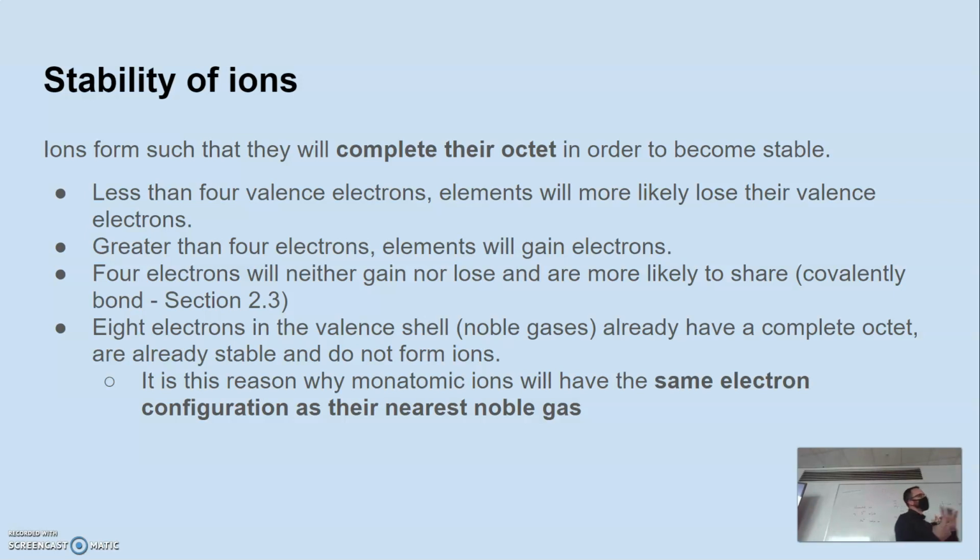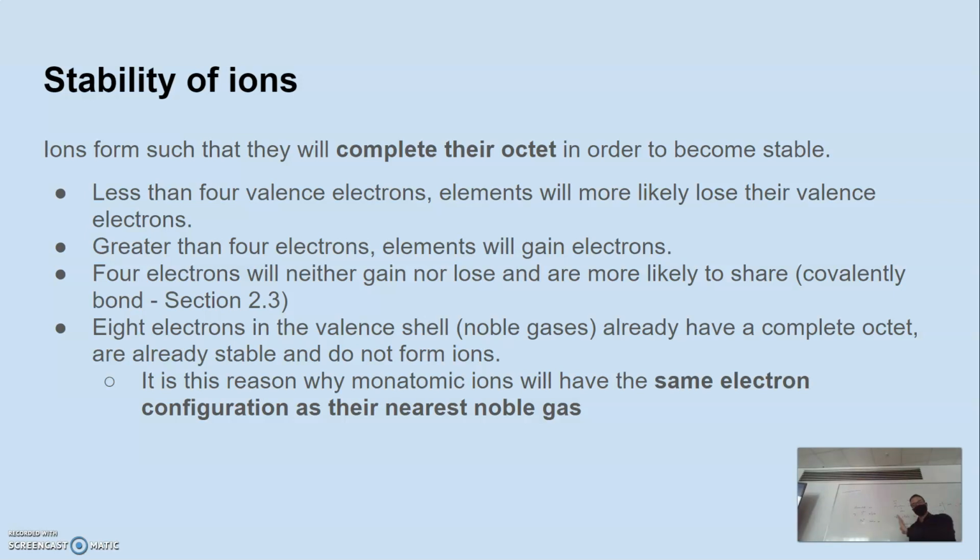I've mentioned this idea about the octet. There's something about the octet that has stability to it. So ions will form such that their octet will be complete. So whether that means they lose some because their inner shell electrons are already full, or whether they gain some so their outer shell becomes full, that helps them to become more stable. So if we've got less than 4 electrons, we're more likely to lose the electrons. Right? If we've got more than 4, we're going to gain electrons to get up to 8. 4 electrons, which is quite interesting, neither gains nor loses.